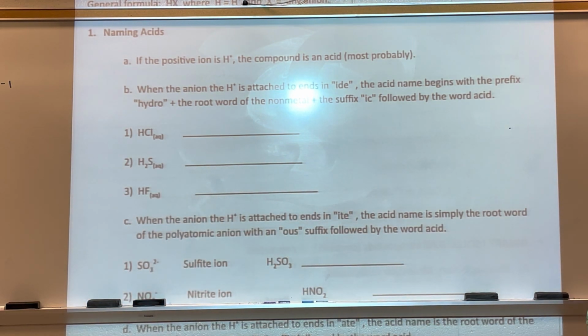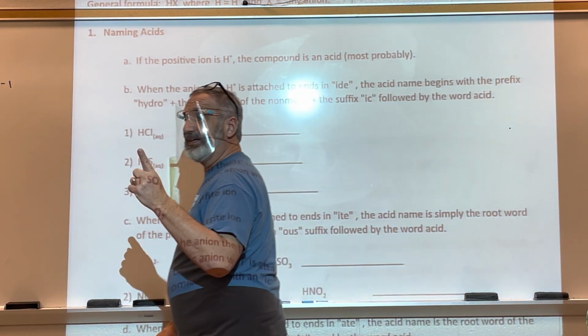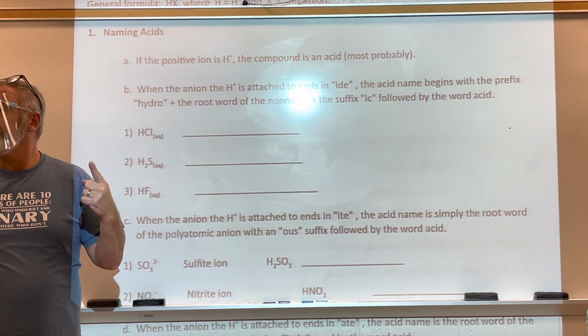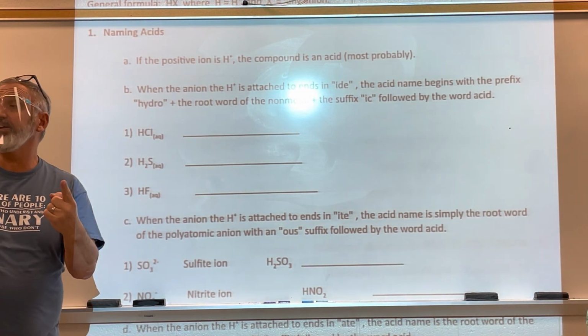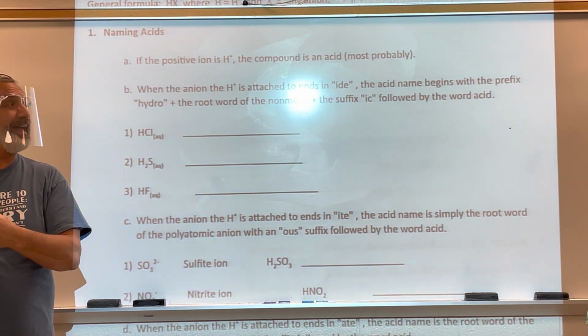If the positive ion is hydrogen, what makes an acid is it's got a hydrogen that will be donated in water or ionized in water, and the water steals it off and makes an H3O+. So acids have to have hydrogen in them. Okay? So we look at the positive ion is hydrogen, that's how we're going to recognize it's an acid. If it's a metal or ammonium, it's ionic. If it's a non-metal, it's covalent. So since all acids have hydrogen in them, that means the name of the acid is dependent upon what the hydrogen's attached to. What's the name of the anion?